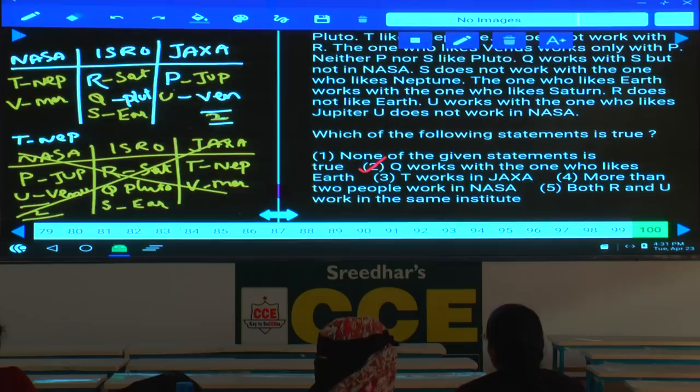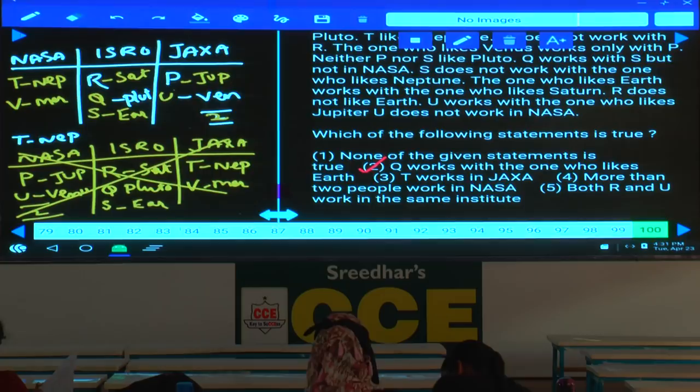More than two people, T works in Jaxa. T works in Jaxa, that is false. More than two people work in Jaxa, that is also false. And both R and U work in the same institute. R and U work in the same institute, are they false? Any false?